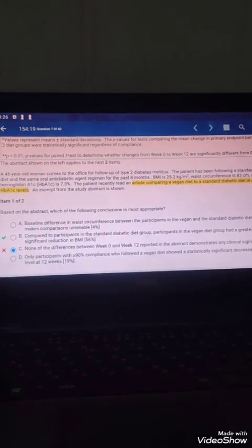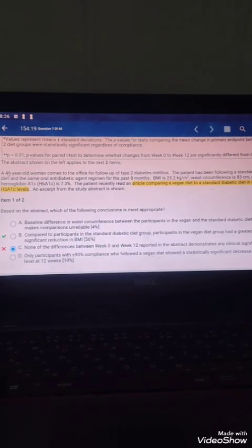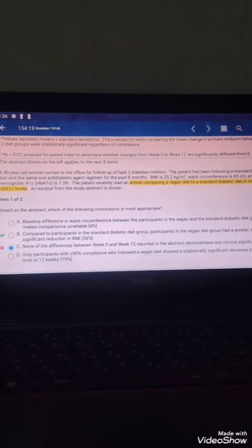Okay, guys, sorry for the mid-week interactions. Now what we are seeing is that it is a long vignette question, but the comparison was that we lost a lot of weight with this vegan diet as compared to the standard diet.